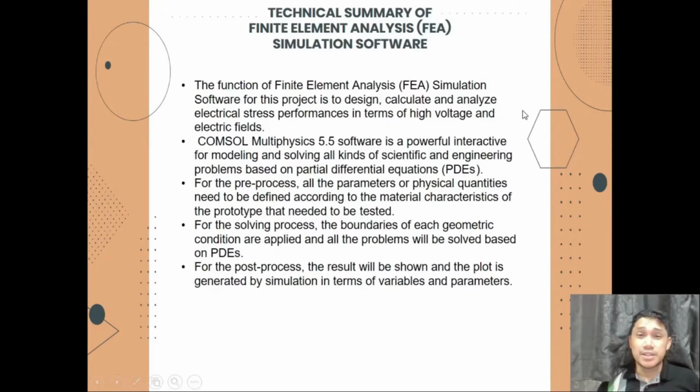So I will explain about the technical summary of finite element analysis, FEA, simulation software. The function of FEA simulation software for this project is to design, calculate, and analyze electrical stress performance in terms of high voltage and electrical fields. The project was carried out by the COMSOL Multiphysics 5.5 simulation software.